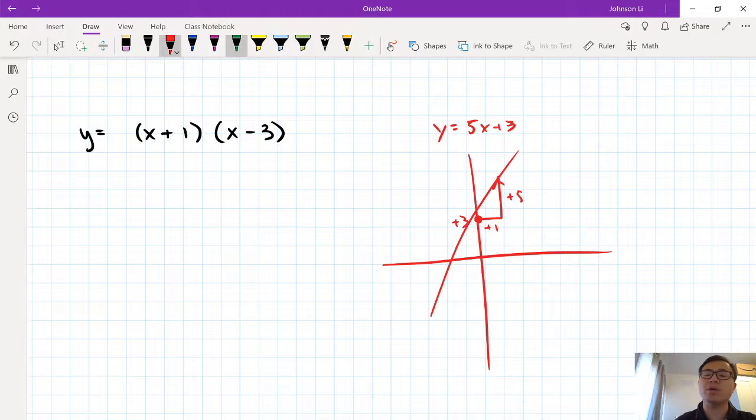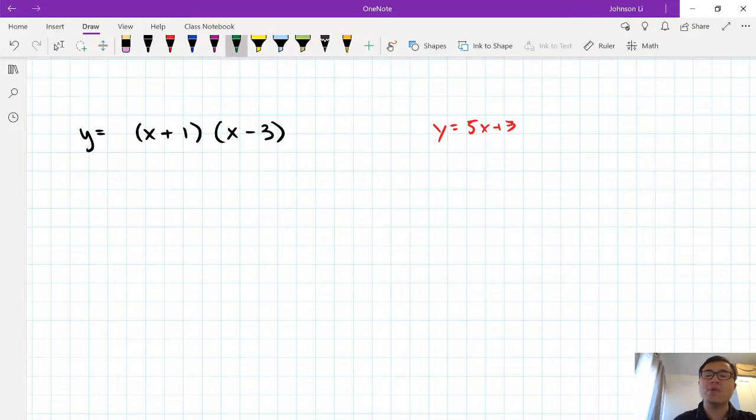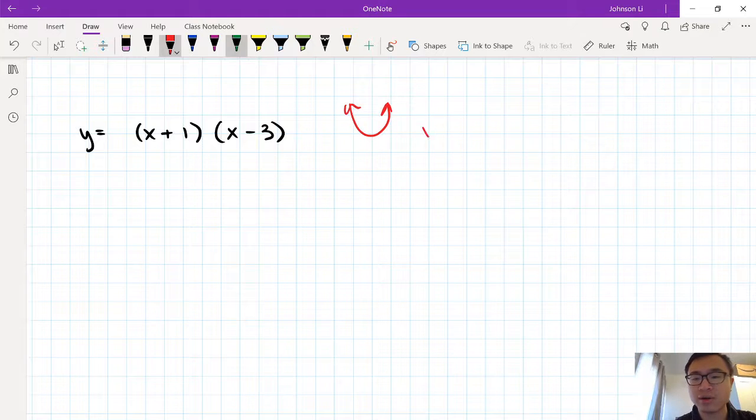But now we're going to be going on to curved lines. And we always have a parabola-shaped curve whenever we have something in brackets like this. We call them binomials, okay? So whenever you have something inside brackets multiplied by something else inside brackets, you're always going to get a U-shaped curve or an upside-down U-shaped curve that we call a parabola. All right, okay. Now the question is, how do we graph something like this?